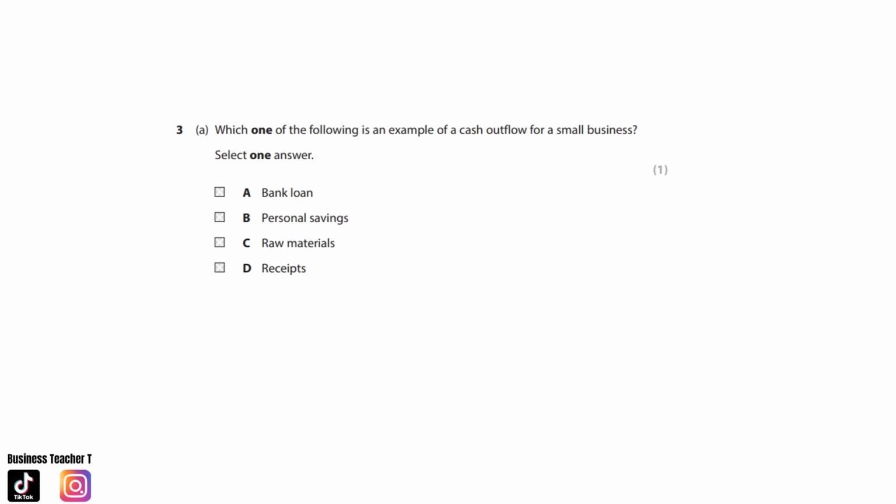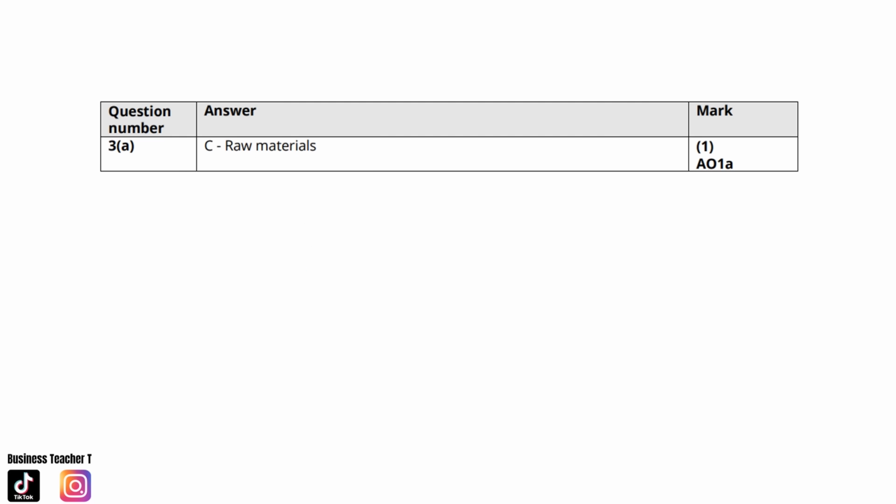Next question. Which one of the following is an example of a cash outflow for a small business? Select one answer: bank loan, personal savings, raw materials, or receipts. And the answer is raw materials.